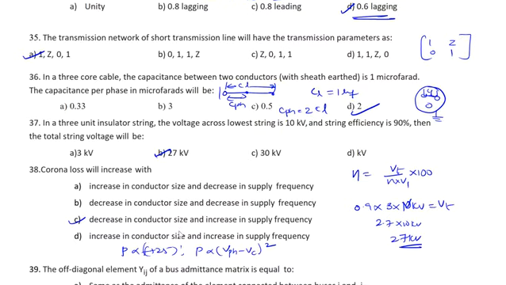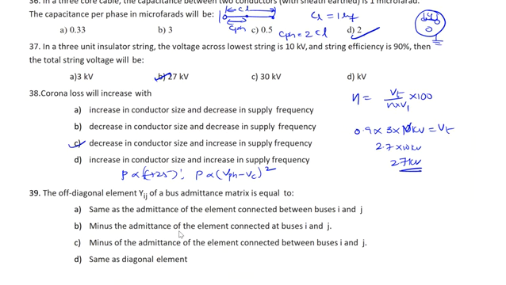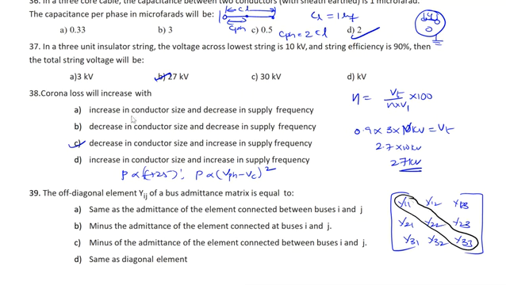Next one. 13th question. The off-diagonal element Yij of a bus admittance matrix is equal to. If you take the admittance matrix here, let me take Y11, Y12, Y13, Y21, Y22, Y23, Y31, Y32, and Y33. The diagonal elements are these values only. But the off-diagonal elements will have a minus sign here. What they are asking is the off-diagonal element Yij of a bus admittance matrix is equal to minus of the admittance connected between the buses i and j. Between the buses i and j means 2,1 or 1,3, like that. So answer is C.